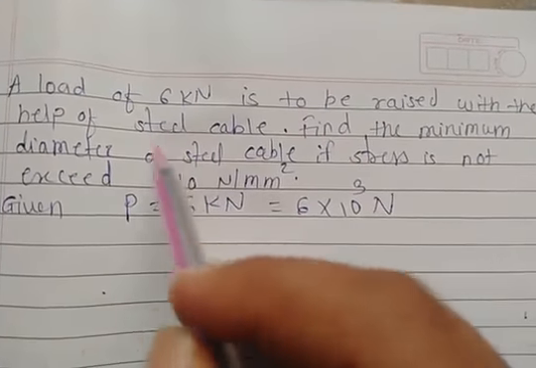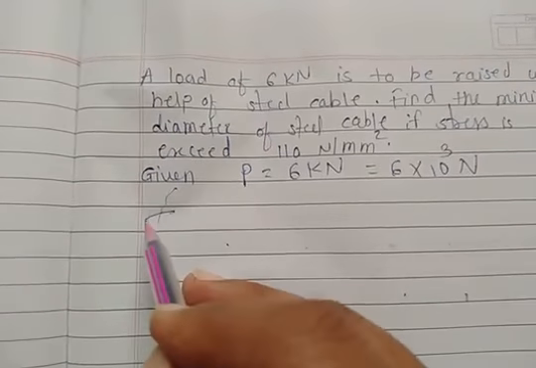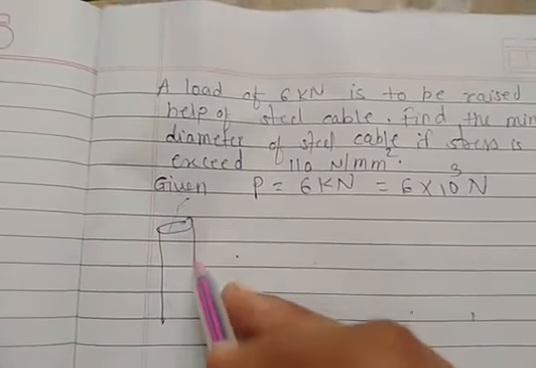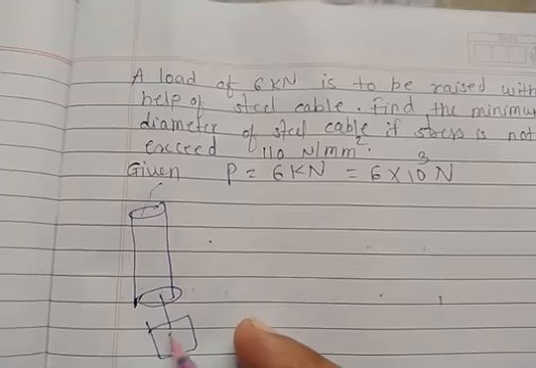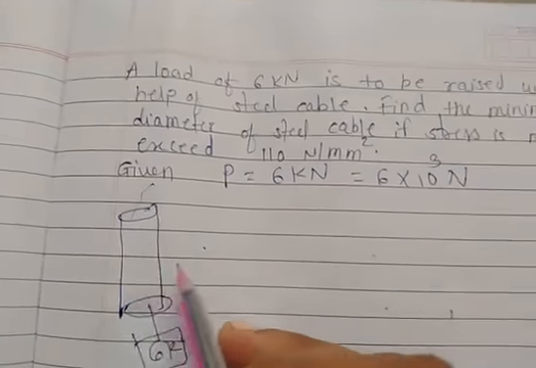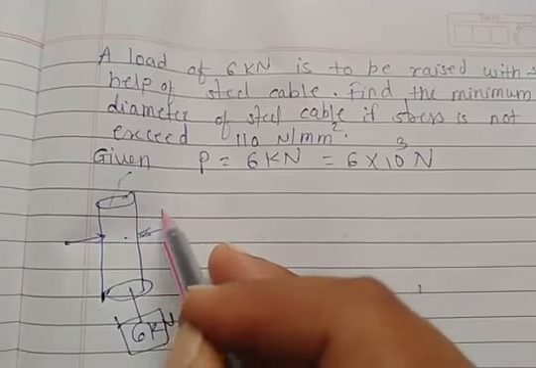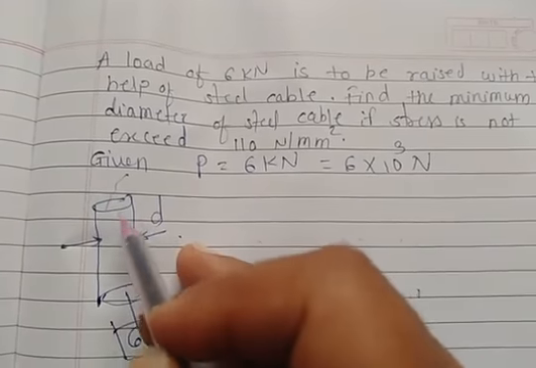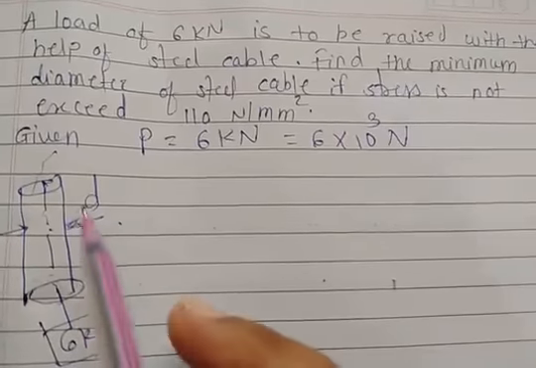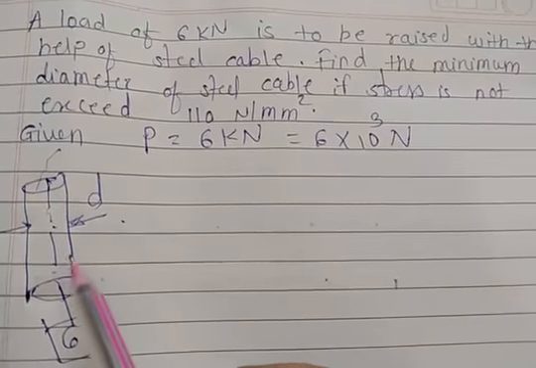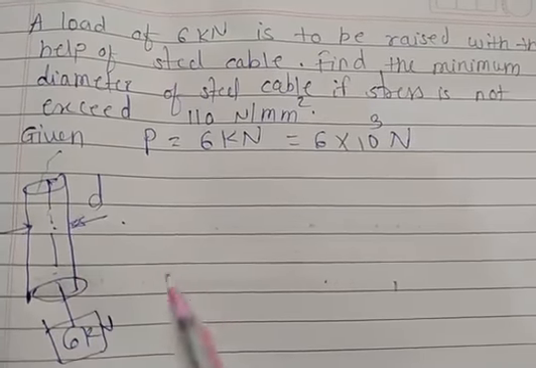Remember, here a steel cable is used to lift the load. Suppose this is your steel cable, and this steel cable is used to lift the load. Here is the load of 6 kilonewton. The steel cable has a diameter D, and this is the axis of the cable. When we are lifting the load using the steel cable, we assume that this load is applied axially to the steel cable.